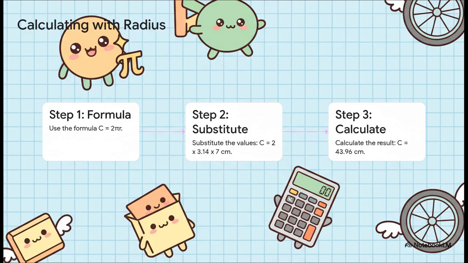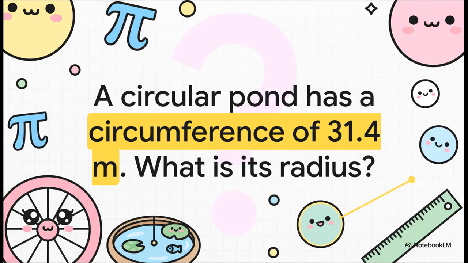See? It's that straightforward. Okay, let's try flipping this on its head. This time, we know the circumference of this pond is 31.4 meters, but we need to figure out its radius. So, how do we work backwards from the answer?